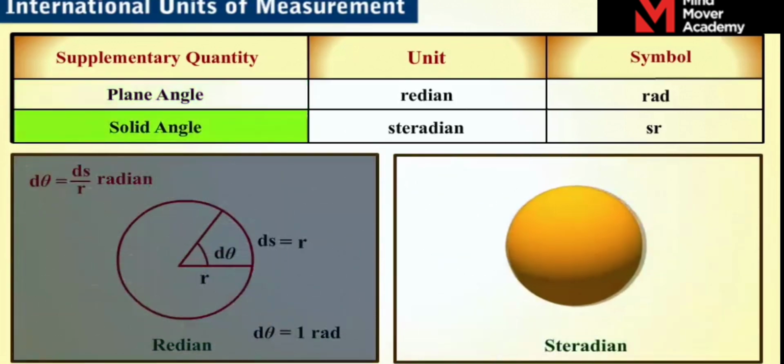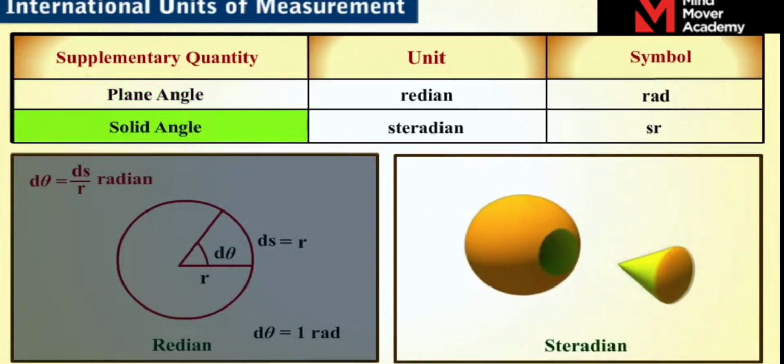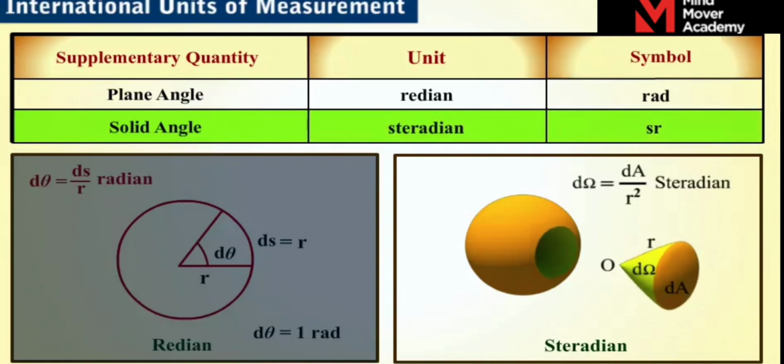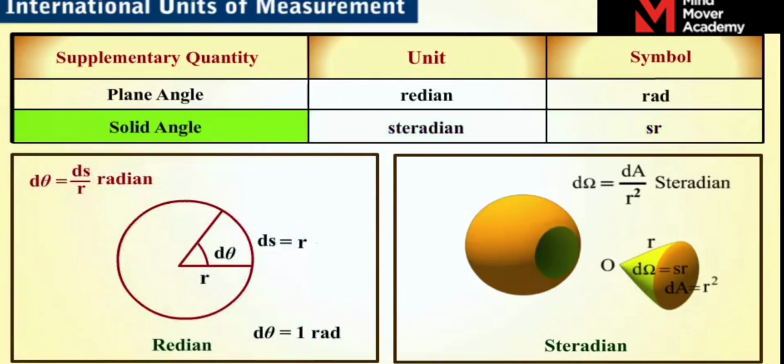Solid angle is defined as the ratio of the intercepted area dA of the spherical surface, described about the apex O as the center, to the square of its radius r, and is measured in steradian with the symbol sr. If the magnitude of the intercepted area is equal to the square of the radius, then the solid angle is equal to 1 steradian.